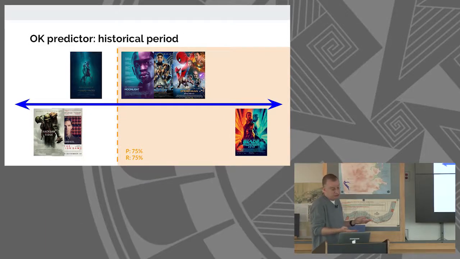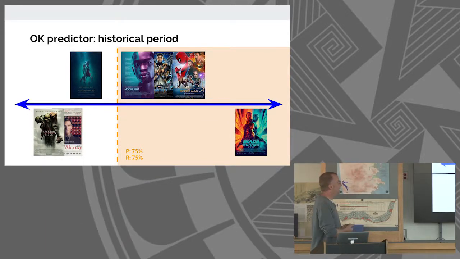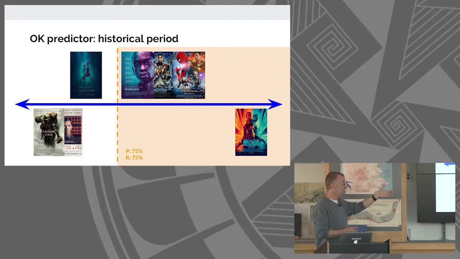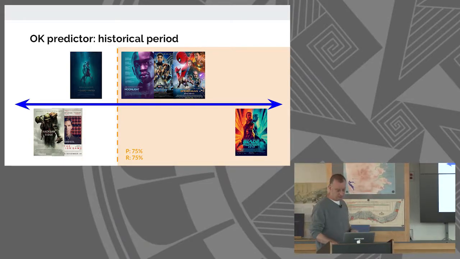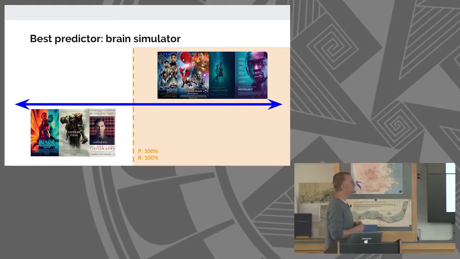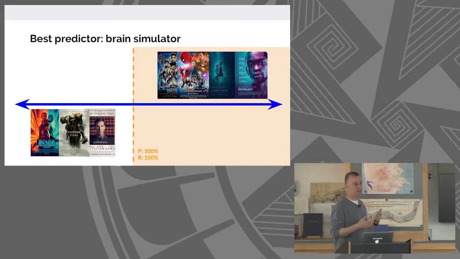Here's a slightly better predictor, historical period. I'm still going to miss some movies I would have liked, and I'm going to get a movie that I ended up not liking all that much, but I'm still going to get pretty good coverage. If I had a perfect predictor, if I could actually simulate my own brain, then I wouldn't have any problems. I could get perfect precision and perfect recall immediately. Of course, we don't have that.